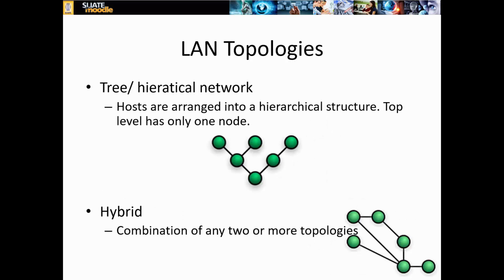And when we talk about the tree or hierarchical network, the hosts are arranged into a hierarchical structure, and here the top level has only one node. And hybrid network means a combination of one or more of the network topologies we have already discussed above.